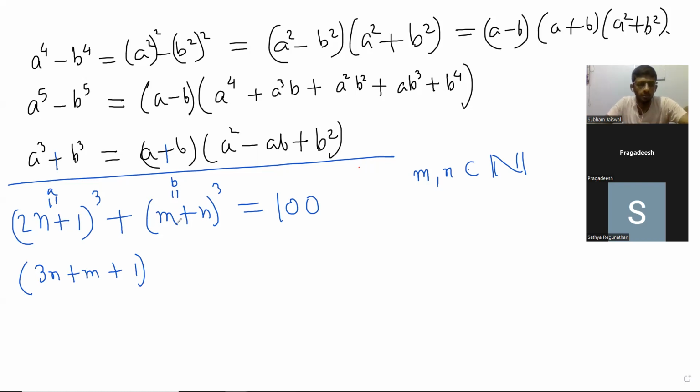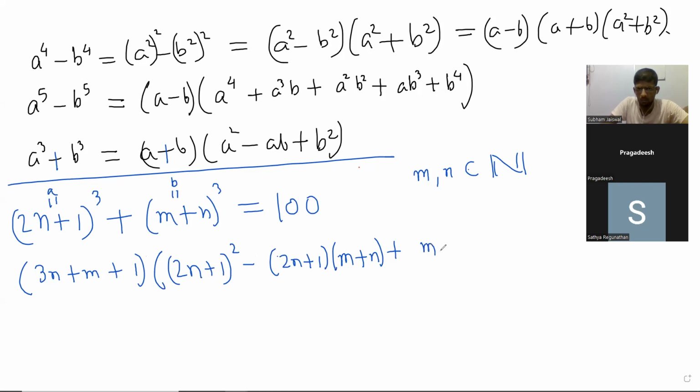And then the other one is, this is a square. So far we have not done anything but just applied the formula. What can we do next? What should we do next?